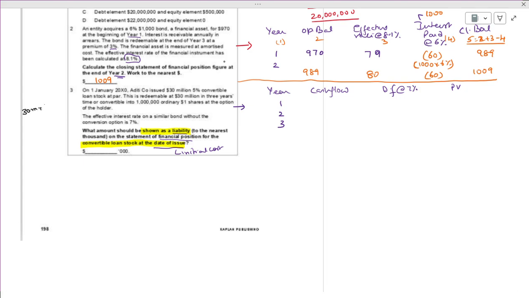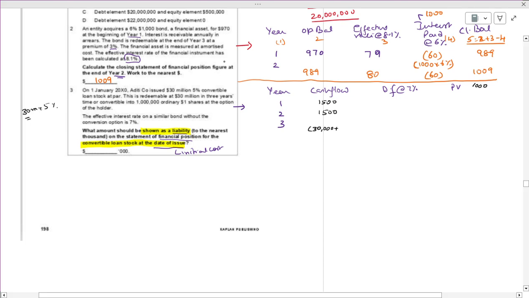30 million into 5%. How much does it come to in thousands? 1,500. First year 1,500. Second year 1,500. Third year will be how much? 30,000 plus 1,500, which comes to 31,500. Are you clear about this?